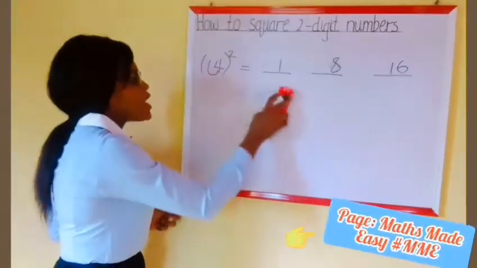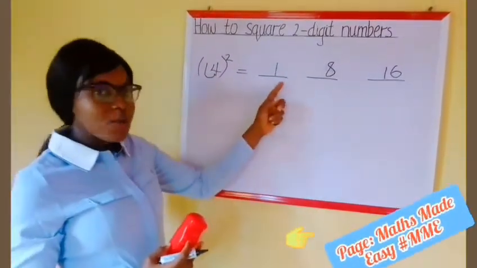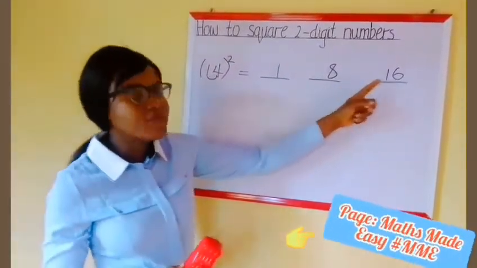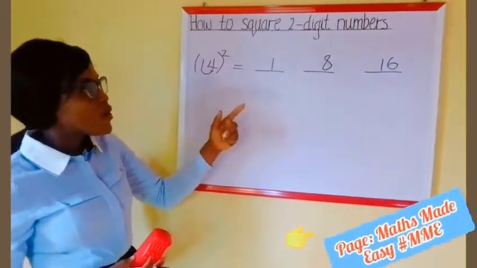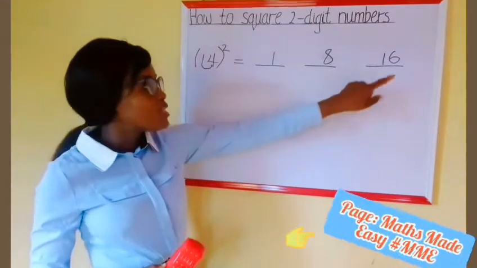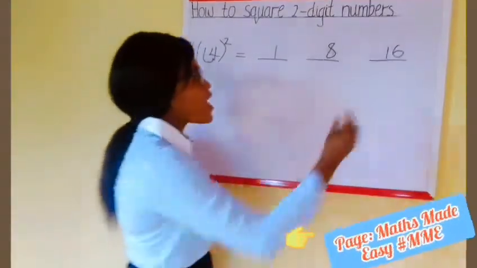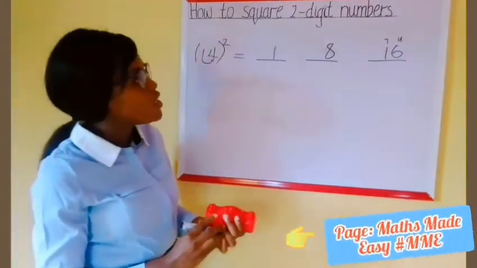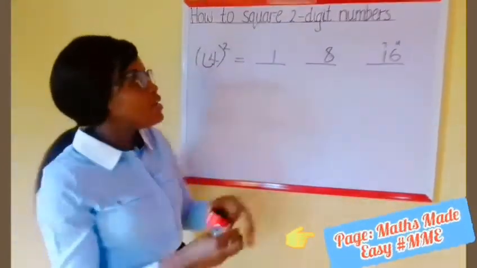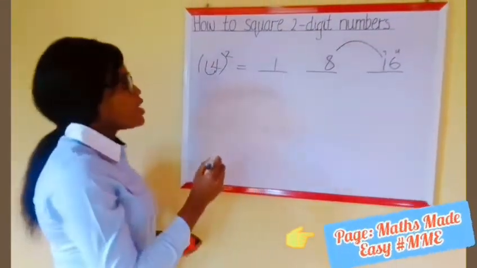But at this point, we can't leave it like this. Here we have 1 digit, here we have 1 digit, and here we have 2 digits. So we can't leave our answers like this. What we are going to do is to break it down. We are going to choose just the units. Remember, here we have tens and units. We are going to choose just the unit of our answer here, and then we carry the other one over to this side.